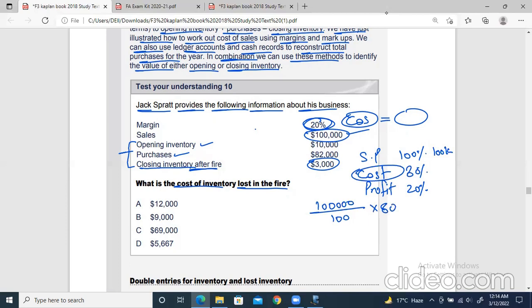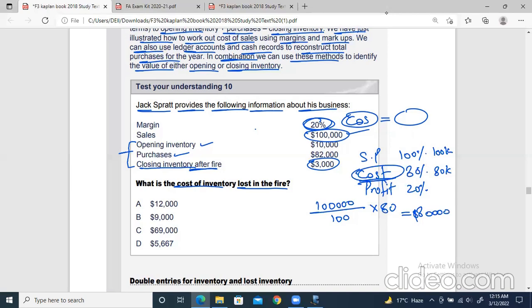We jump down to 80% because we need just the cost over here, right? So this will give us the answer of $80,000. That means $80,000 is the cost of sales over here. We have found one thing. We are almost halfway there.